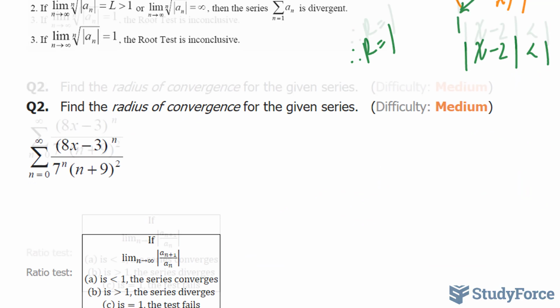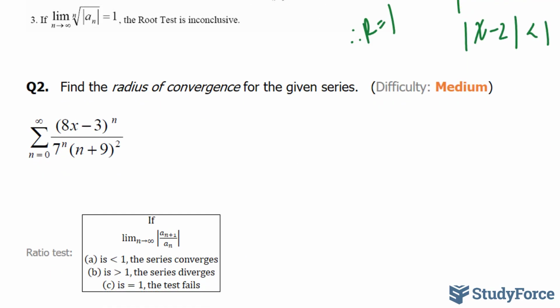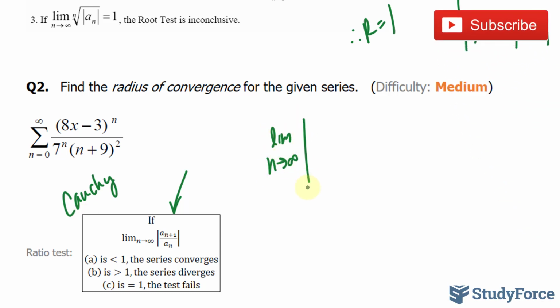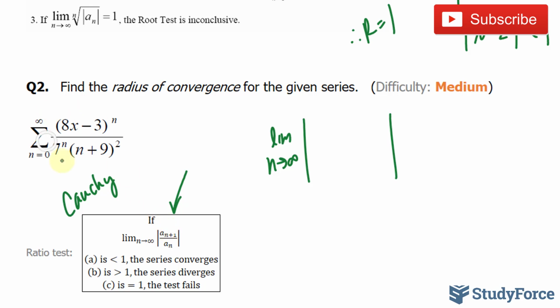Let's move on to question number 2. Once again, we're asked to find the radius of convergence for the given series. For this, we won't use the root test. Instead, we'll use the Cauchy ratio test, which is shown right here. Cauchy, that's another way to say the ratio test if you want to be more formal. And according to the test, what we have to do is take the limit, once again, as n approaches infinity, in absolute value, where we take our series and substitute all the n values with n plus 1, and then we divide by the series itself.